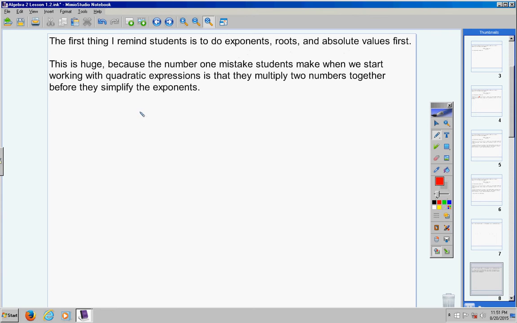This is huge because the number one mistake that students make when we start getting into quadratic expressions is that they multiply two numbers together before they simplify the exponents, okay? Let me show you what I mean, alright? I'm talking about this. A student has a number here, and a number here, and then an exponent here. Well, a lot of students will first multiply 2 times 3 right here and get 6, and then take 6 to the second power and get 36. In fact, a lot of you probably thought when I wrote this problem down right here, that would be the way to do it. And that's not correct.